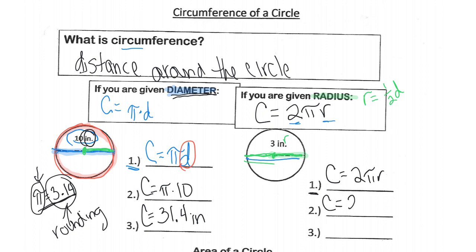In the second line, the 2 pi always stays. And now my radius is that 3. So it's 2 pi times 3. You could just type that in your calculator: 2 times pi times 3. And that'll give you 18.8. And then we always have to include our units, inches. Okay, so there's the formula for circumference.